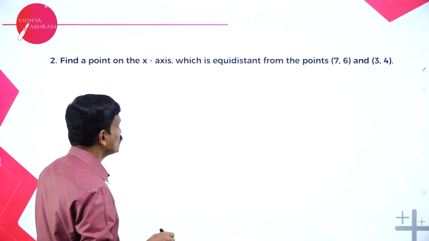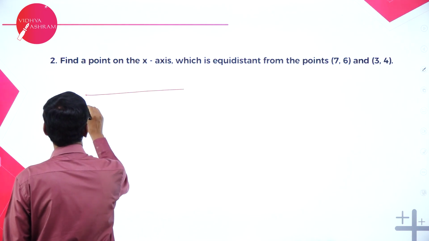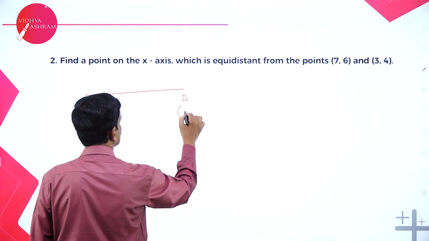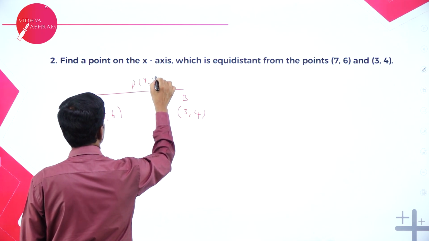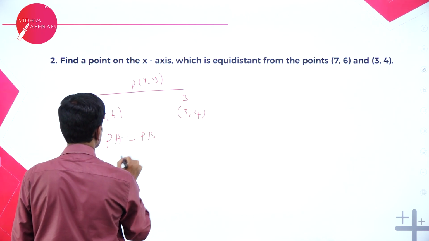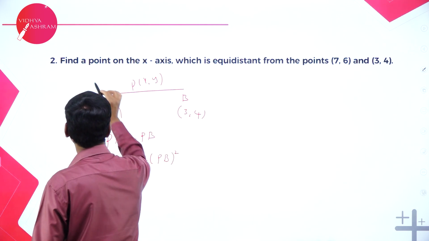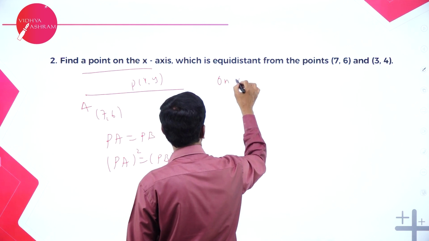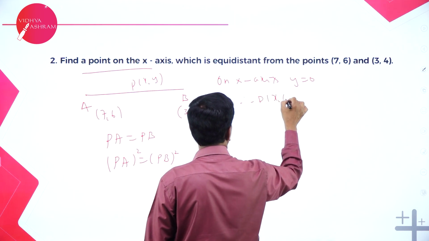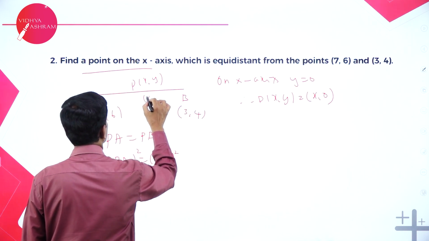Find a point on the x-axis which is equidistant from (7, 6) and (3, 4). So this is the x-axis. Let us consider A, which is (7, 6), and B, which is (3, 4). Let P(x, y) be any point. Now what is given? PA is equal to PB. Equidistance means PA is equal to PB, so PA square is equal to PB square. What is the condition? A point on the x-axis. On the x-axis the y coordinate is equal to 0. So P(x, y) can also be written as (x, 0).